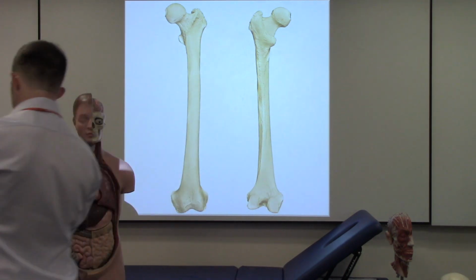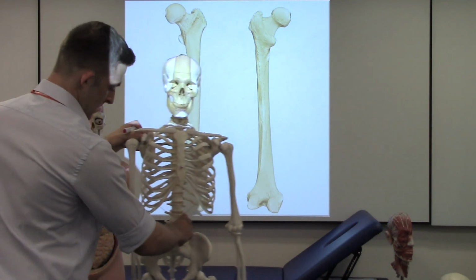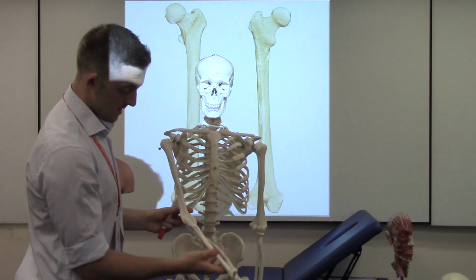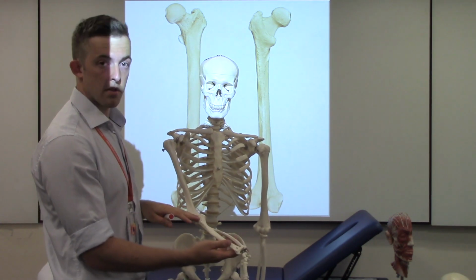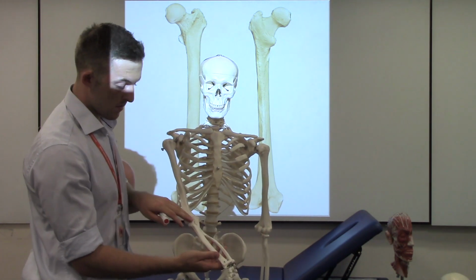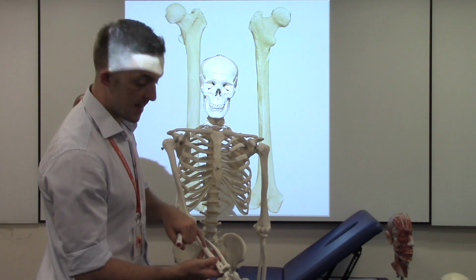Again, another example. We have the elbow here. We have the elbow as the point of origin. So we're saying, okay, what's proximal to that? It's the humerus. What's distal to that? It's our radius and our ulna.